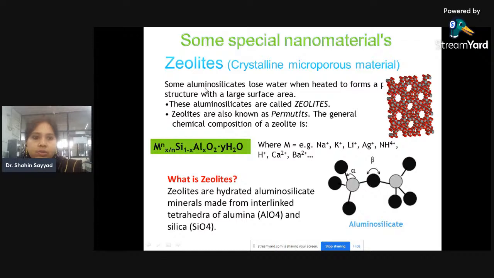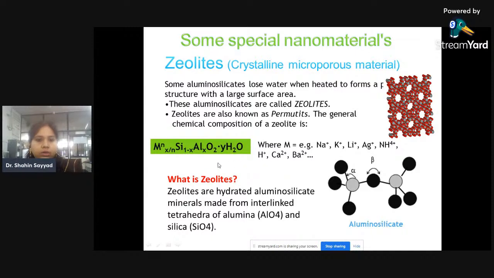They consist of aluminum silicate, along with water, to form a porous structure with a large surface area. These aluminum silicates are called zeolites, and zeolites are also known as permutites. The chemical composition is like this: Mx/n Si1-x AlxO2·yH2O, where M can be sodium, potassium, lithium, silver, or NH4.